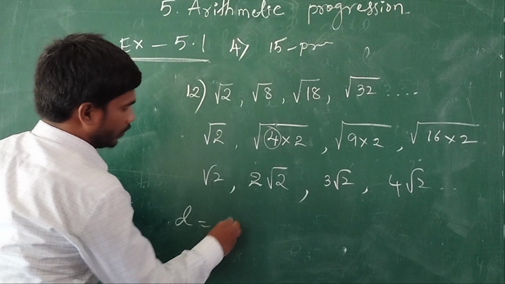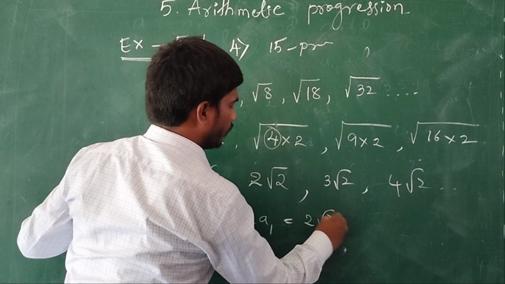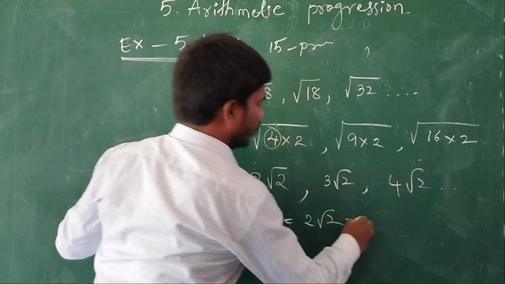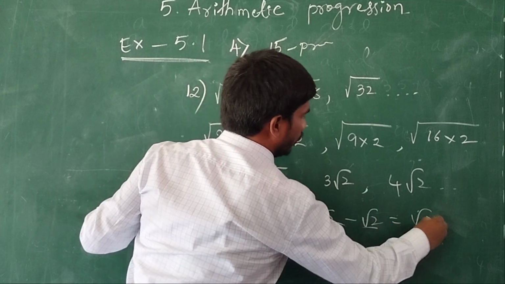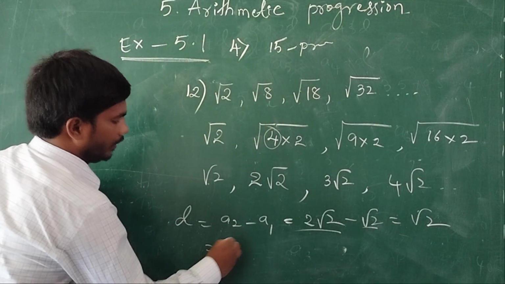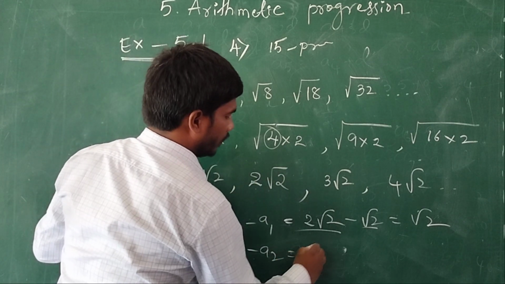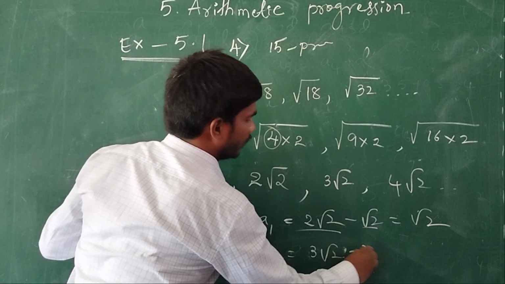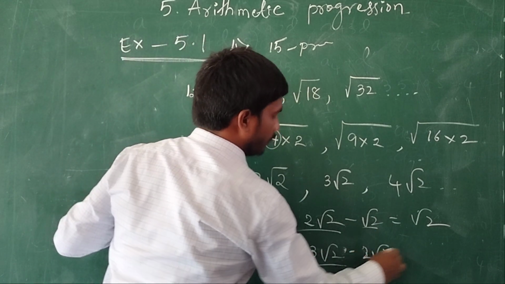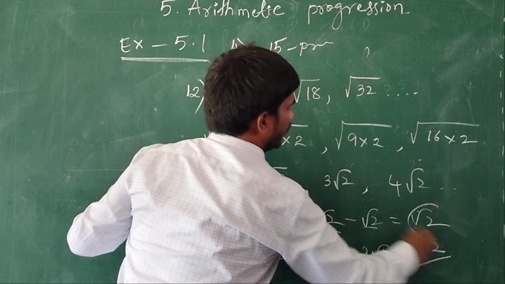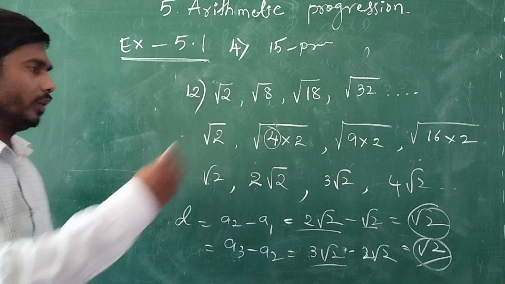D is equal to A2 minus A1. A2 is 2 root 2, A1 is root 2. 2 root 2 minus root 2, that is root 2. Next, A3 minus A2: 3 root 2 minus 2 root 2, so the same here also, root 2. So here the common difference is the same, root 2.